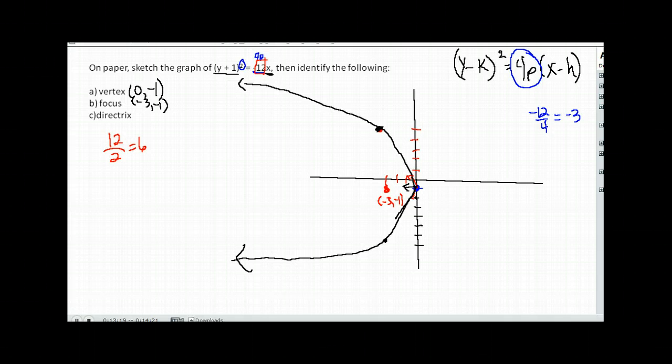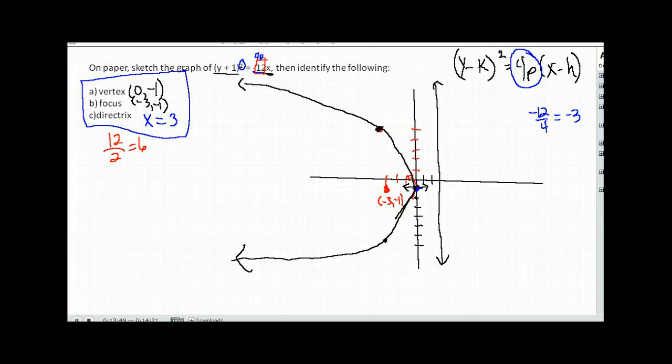The directrix will be in the opposite direction of the focus point. So the focus point was to the left, the directrix will be to the right, the same amount. Our p was 3, so we're going to go 3 to the right and draw our line. The directrix is a line. Okay? We write the equation for that line. This is the line x equals positive 3. And there you have it.